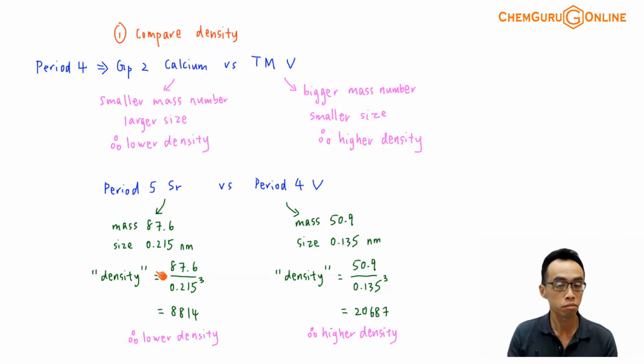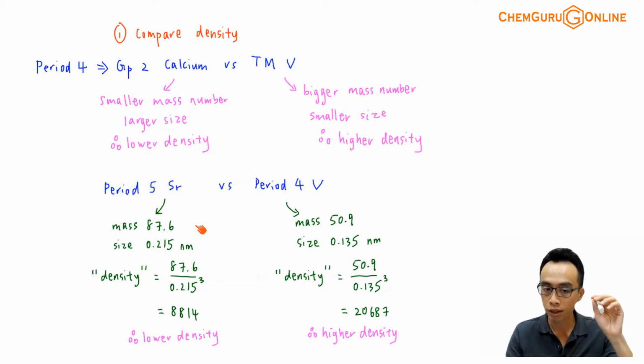Density is mass divided by volume. So the bigger the mass, the higher the density. So there is a possibility that strontium, because it is in period 5, can have a higher density. So what I'm doing is just a very inaccurate way of calculating the density.